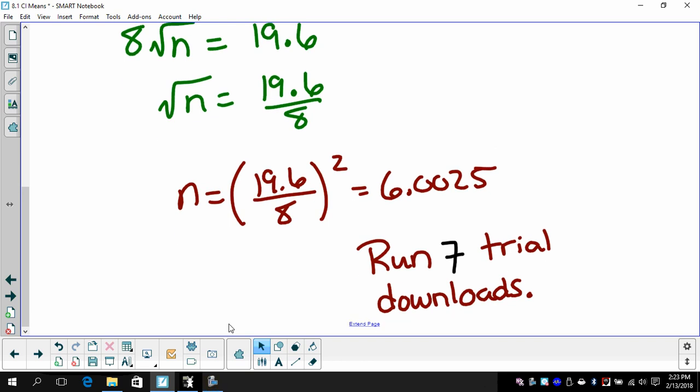So very similar to what we did when we wanted to find the sample size for proportions. So that's it for this lesson. Make sure you come ready with questions if you have questions, if you're confused at all, and we'll do some practice.